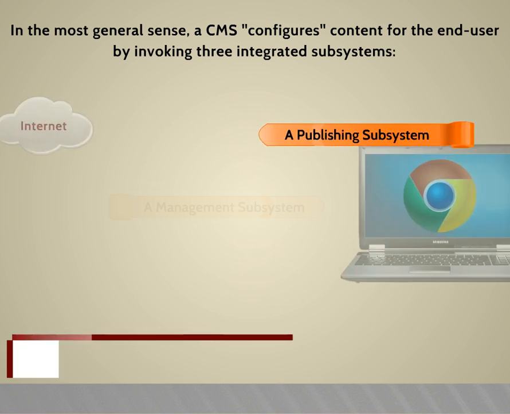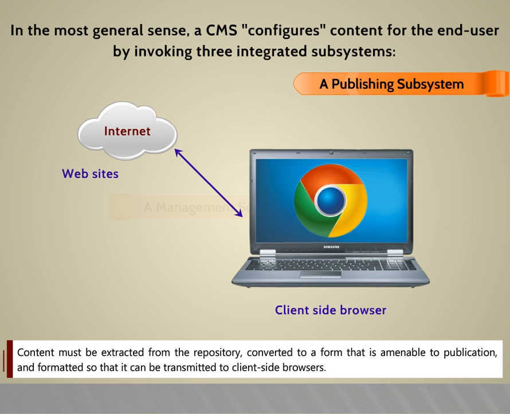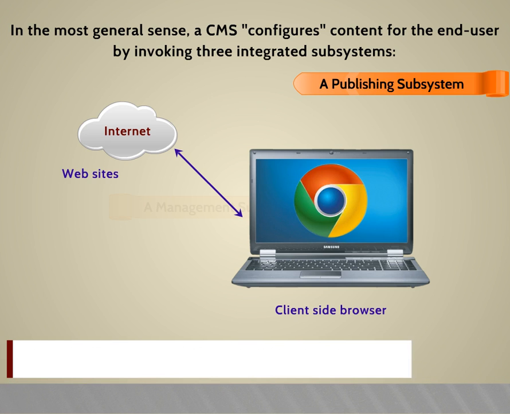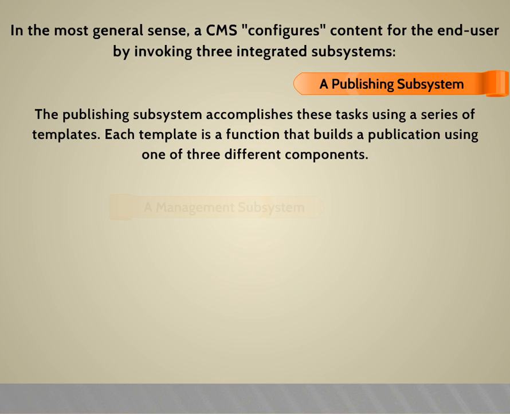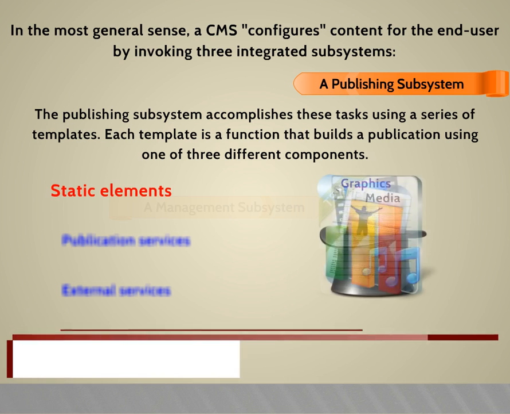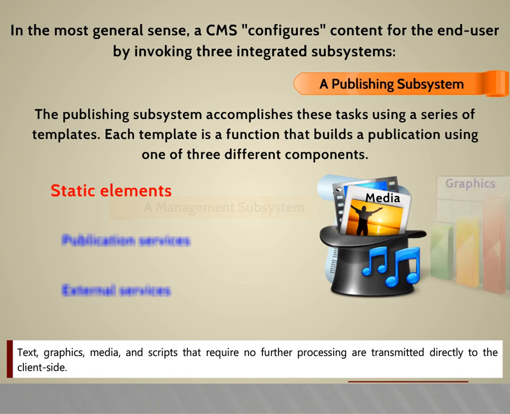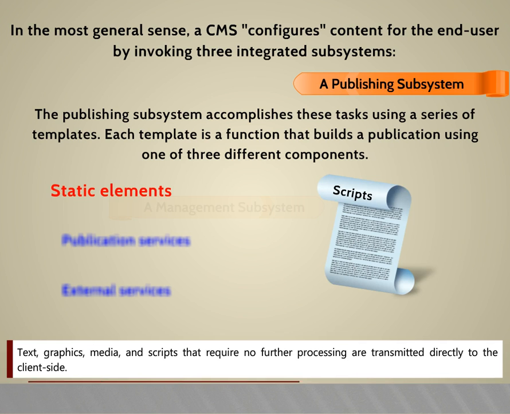The publishing subsystem. Content must be extracted from the repository, converted to a form that is amenable to publication, and formatted so that it can be transmitted to client-side browsers. The publishing subsystem accomplishes these tasks using a series of templates. Each template is a function that builds a publication using one of three different components. Static elements: text, graphics, media, and scripts that require no further processing or transmitted directly to the client side.